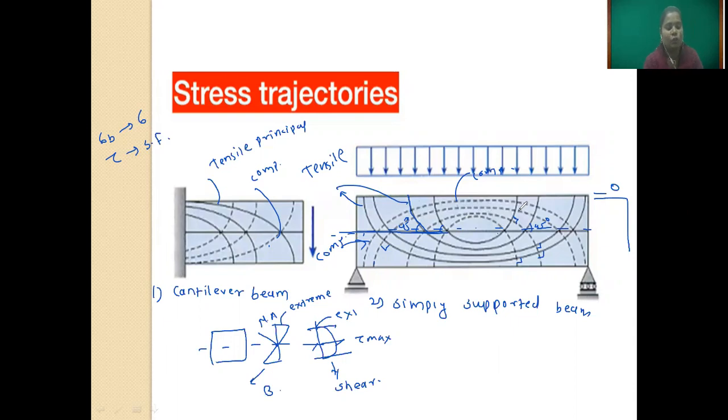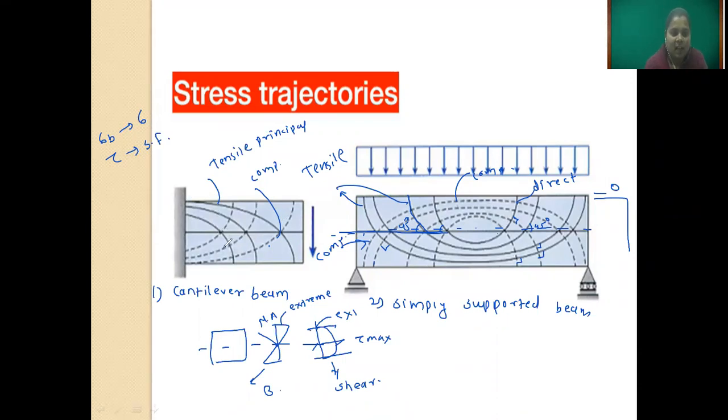Okay, so these stress trajectories give the direction of principal stresses. म्हणजे या कर्व मुळे आपल्याला काय मिळतं तर डायरेक्शन ऑफ प्रिन्सिपल स्ट्रेसेस, बट दिस ट्रॅजेक्टरीज डज नॉट गिव्ह द मॅग्निट्यूड ऑफ principal stresses. So once again I will repeat from the starting.